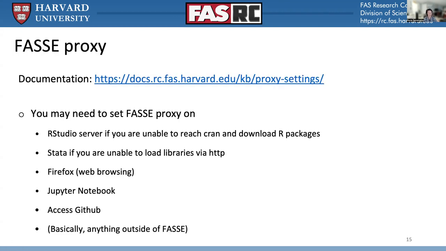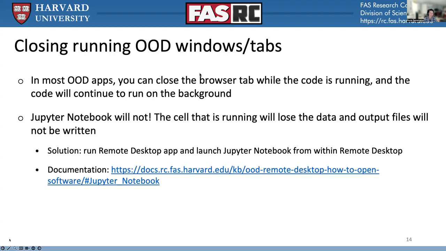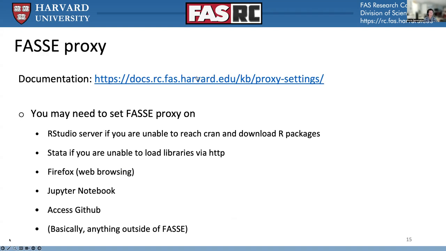For FASRC, we set the FASRC proxy for users, but for some reason, sometimes it doesn't go through. If in RStudio you cannot download packages from CRAN, or you are unable to load libraries from outside via HTTP, or if you're trying to use Firefox for web browsing or access GitHub, so basically anything outside of FASRC, you need to set a proxy. And this is detailed in this documentation.